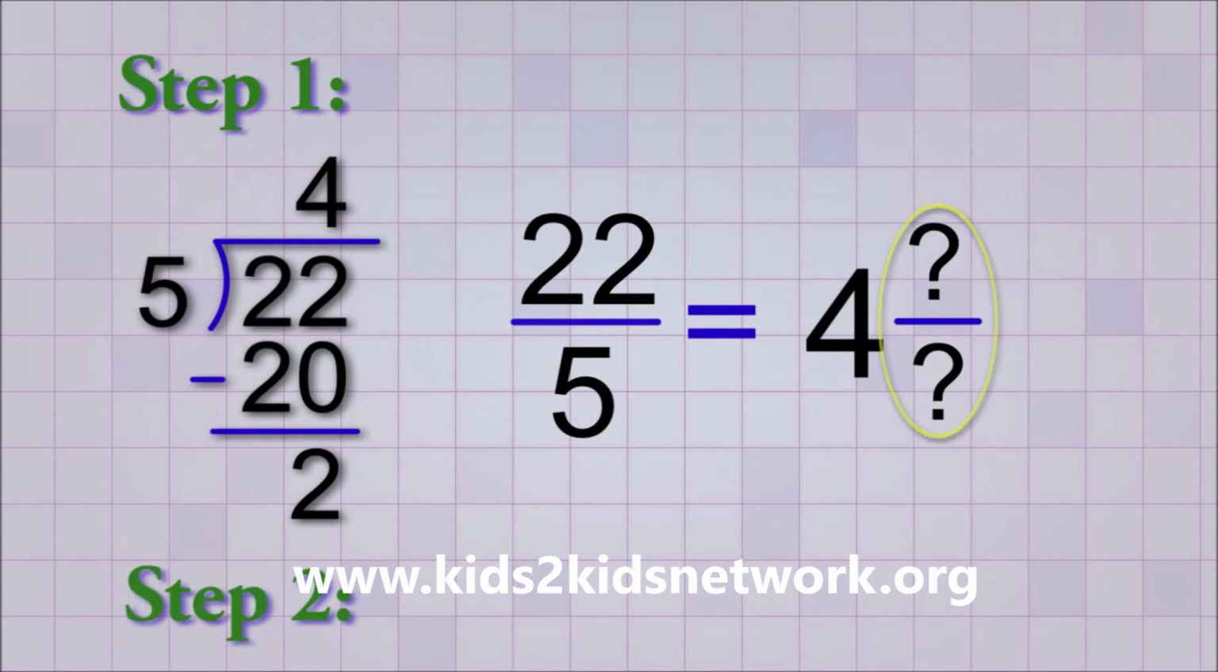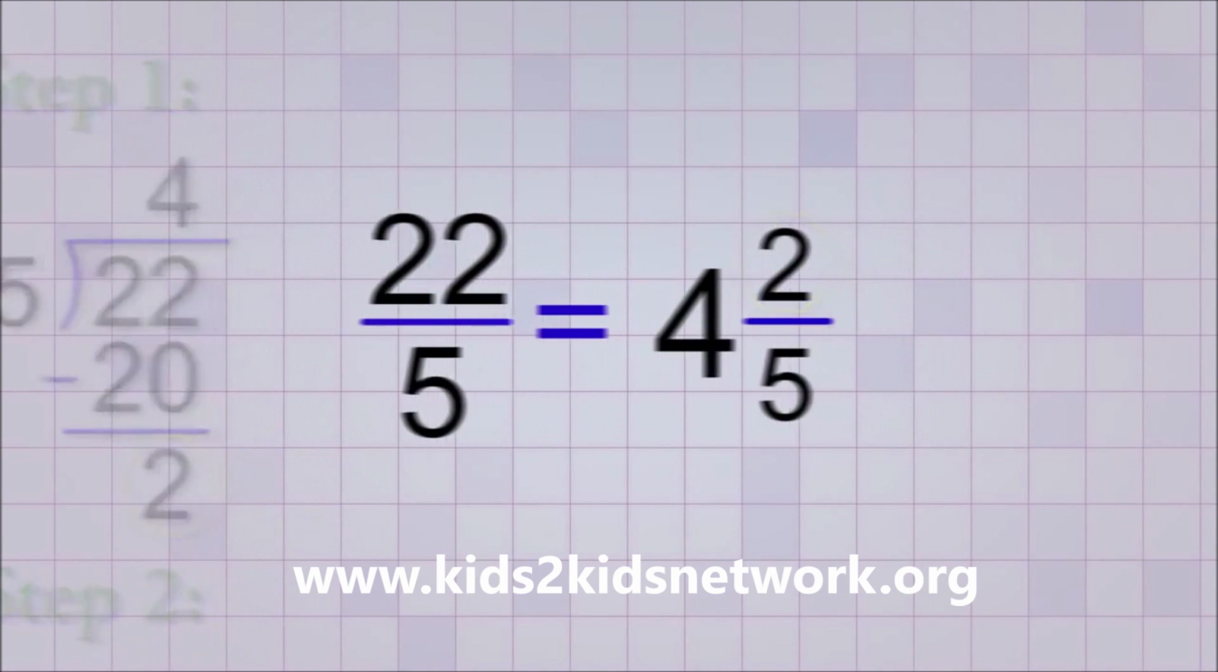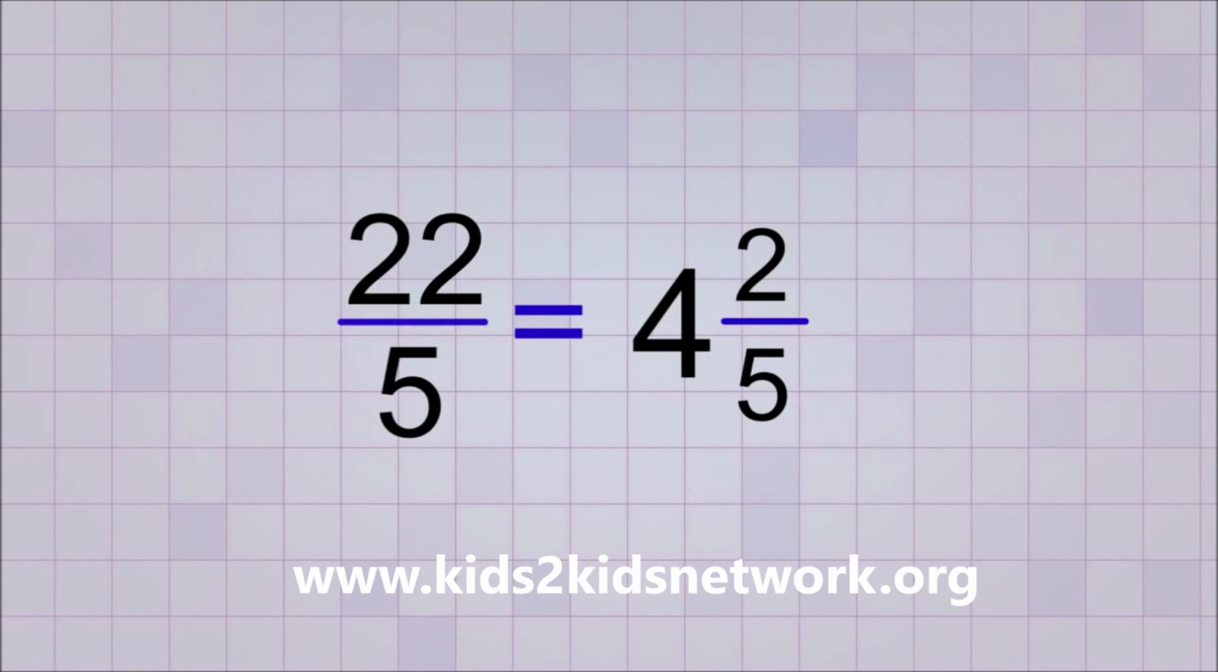Now for the fraction part. The bottom number will be the same as the bottom number of our improper fraction, 5. And the top number will be our remainder, 2. So 22 over 5 is the same as 4 2/5.